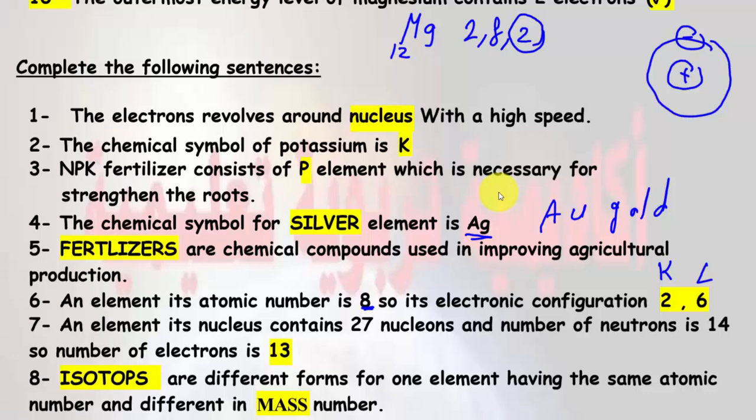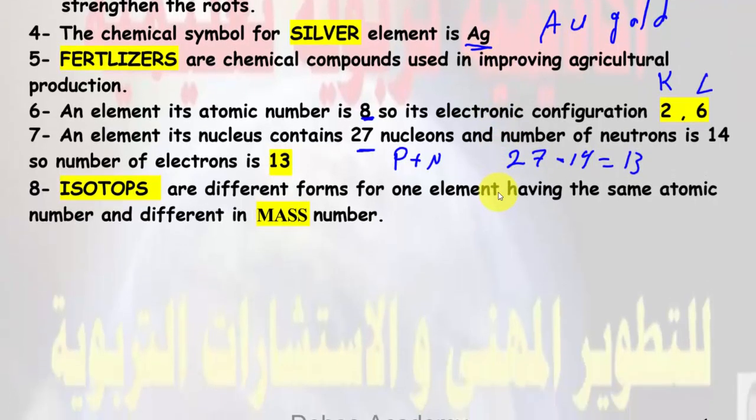An element whose nucleus contains 27 nucleons. Nucleon means protons and neutrons. And the number of neutrons is 14. So for the number of electrons, we have to subtract 27 minus 14. It will be 13. So the answer is 13. Isotopes are different forms of an element having the same atomic number and different mass number.